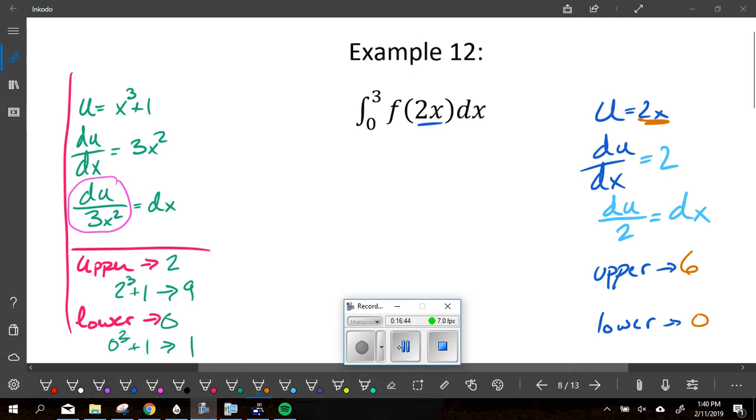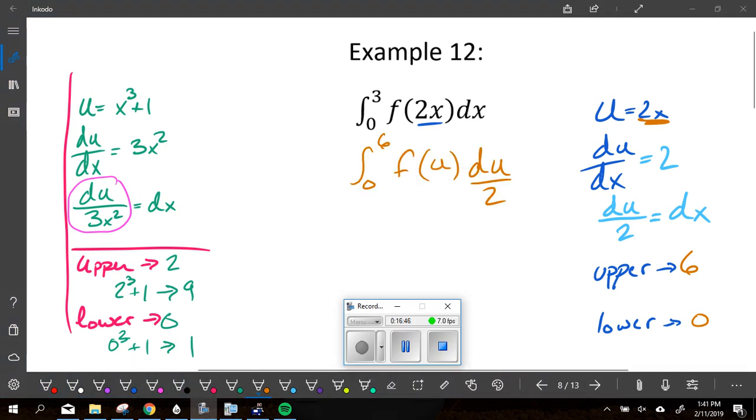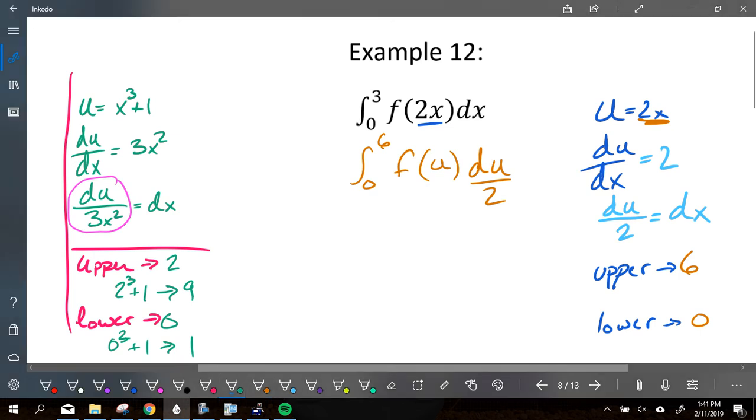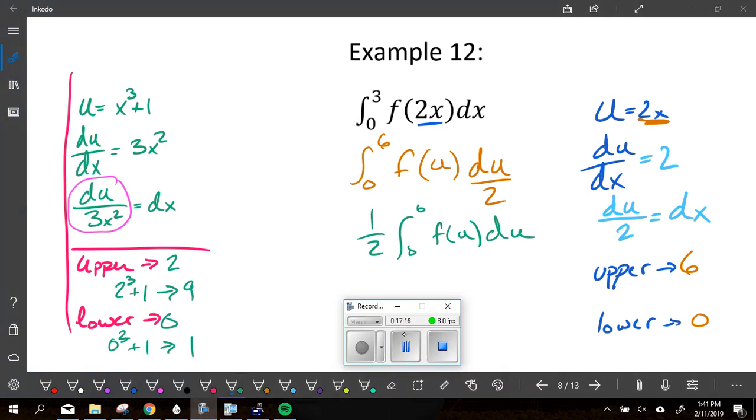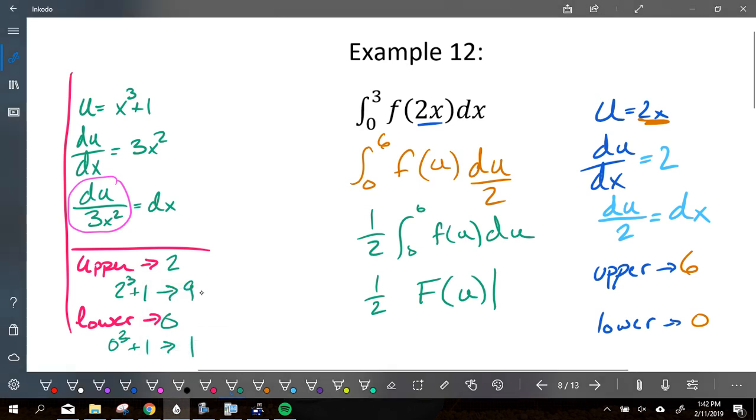Now all we're doing is plugging it in. Do I have any constants? Half. I can pull a half out in front. That's easy enough. 1/2, integrate from 0 to 6, f of u du. What's our next step? Integrate. Find the antiderivative. What's the antiderivative of f of u? Capital F of u. So 1/2 capital F of u, going from 0 to 6.